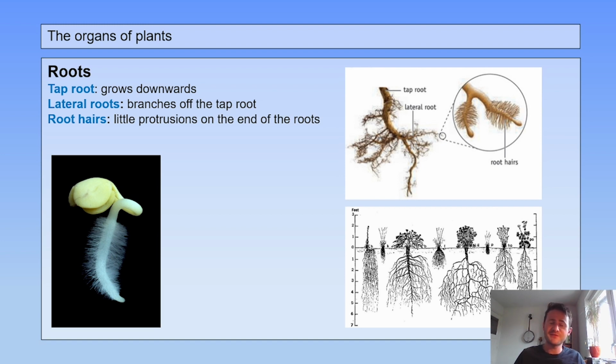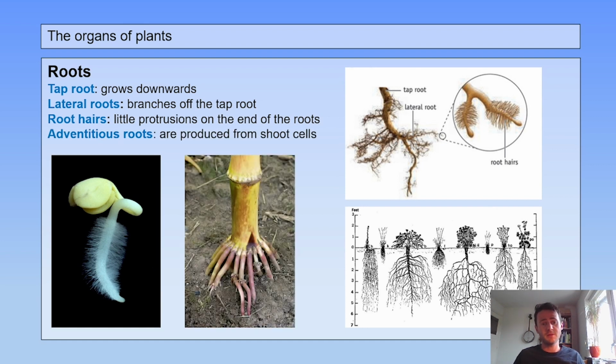Not all plants have taproots and lateral roots. Some plants only have adventitious roots, and these are roots produced from the shoot. So you don't have this main taproot with the lateral roots on the side.